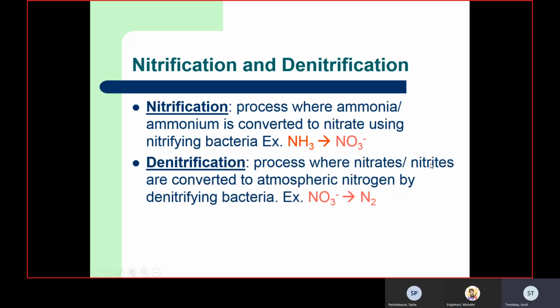And then denitrification is where nitrates are converted to atmospheric nitrogen by denitrifying bacteria. So now we have these nitrates in the soil, and there's going to be some excess of them. The bacteria will use them to grow, and we'll end up creating N2. So there's one process where we create the nitrates, and then another process where we break down the nitrates.